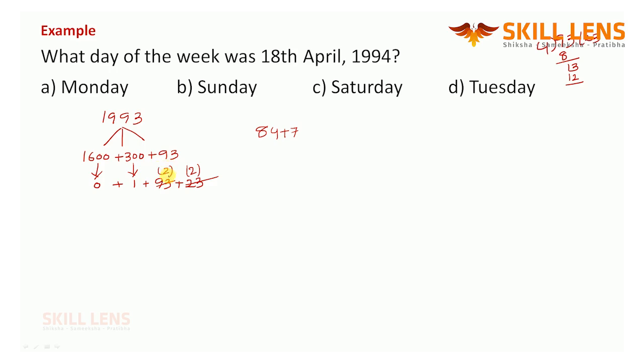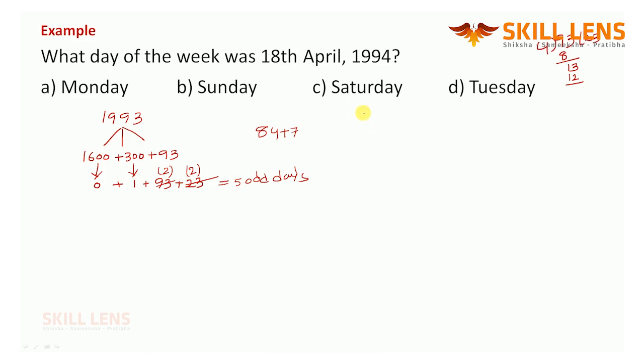So once 93 is divided by 7, again you are left with 2. So overall I have 5 odd days. 0, 1, and 93, because 91 is a multiple of 7, I am left with 2. For 23, 21 is a multiple of 7, I am left with 2. So 2 plus 2 plus 1 is 5 odd days. So you got 5 odd days here.